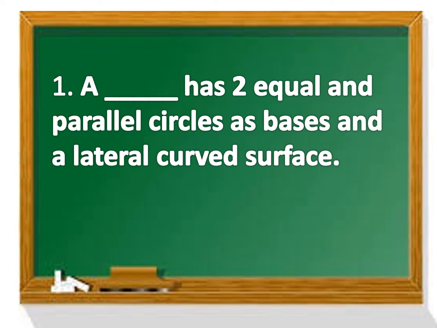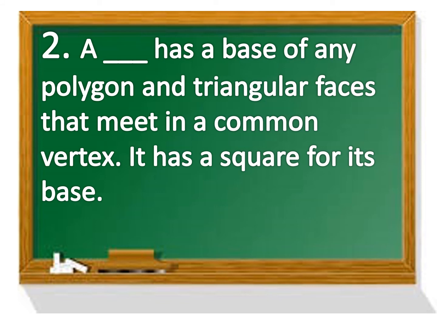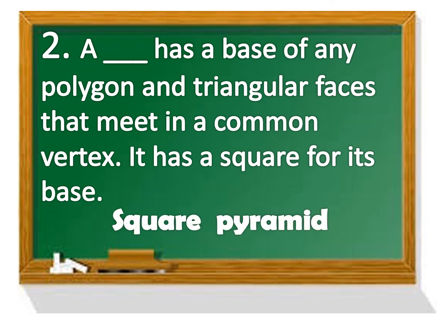What is the solid figure being described? The answer is cylinder. Let us read number 2. A blank has a base of any polygon and triangular faces that meet in a common vertex. It has a square for its base. What solid figure is being described? The answer is a square pyramid.